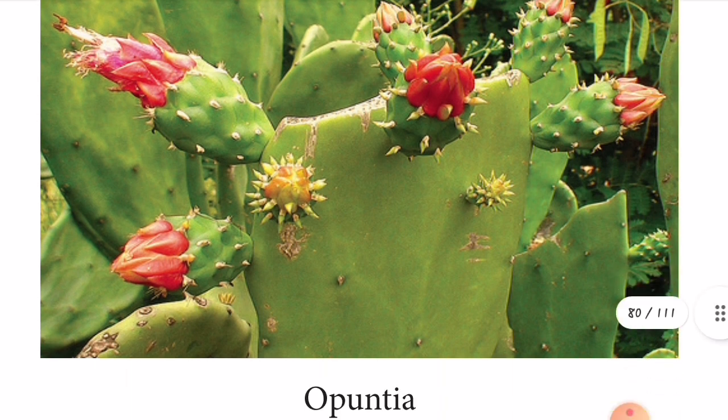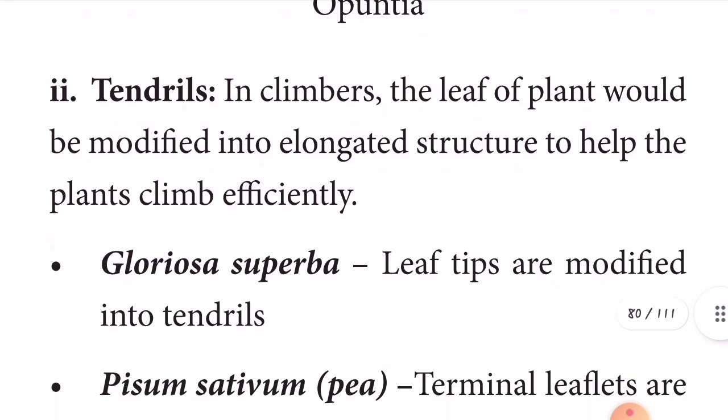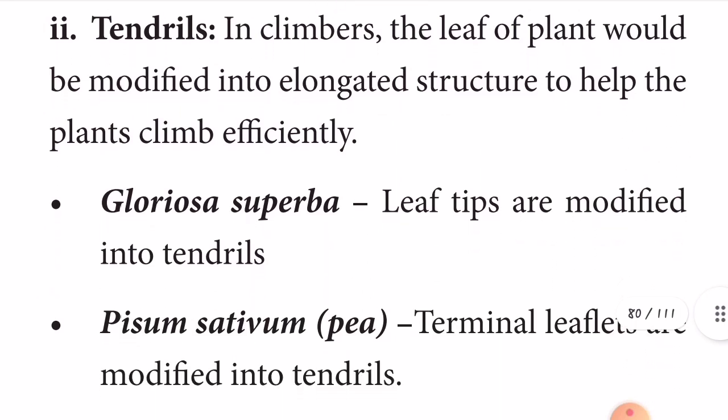And next we are going to learn tendrils. So what are tendrils, children? Tendrils are for climbing. In climbers, the leaf of the plant would be modified into an elongated structure. That's very important, children. The elongated structure helps them climb efficiently.